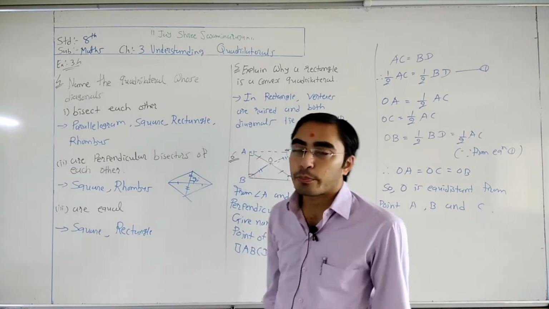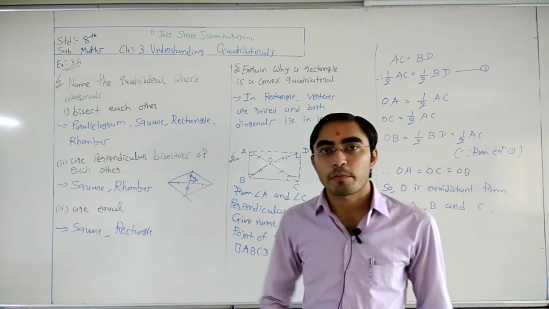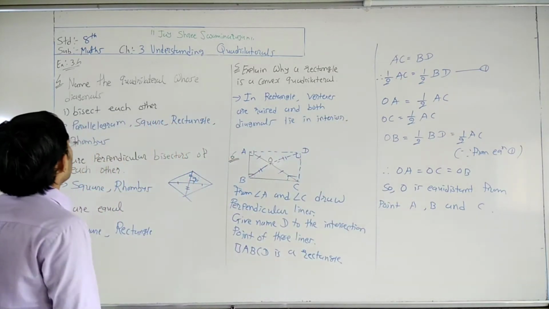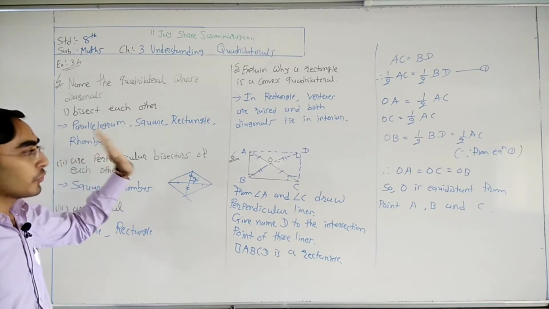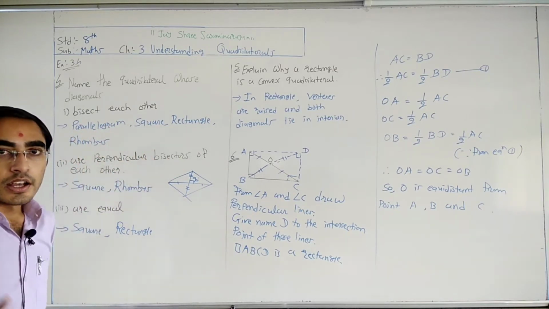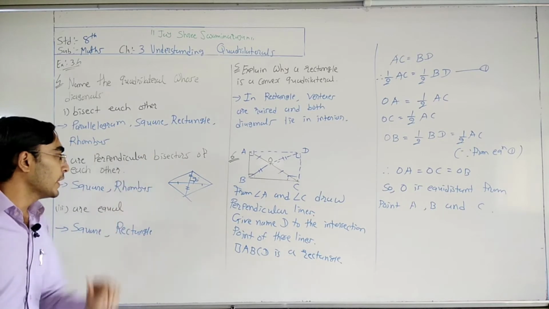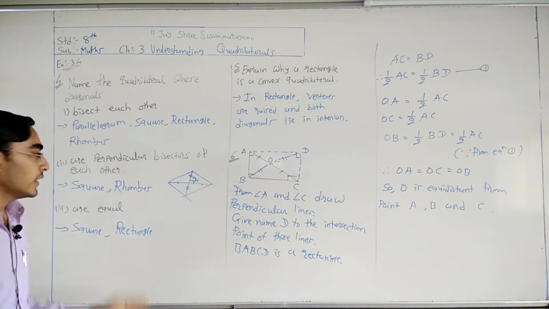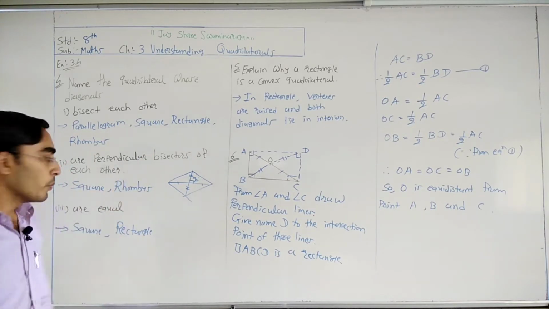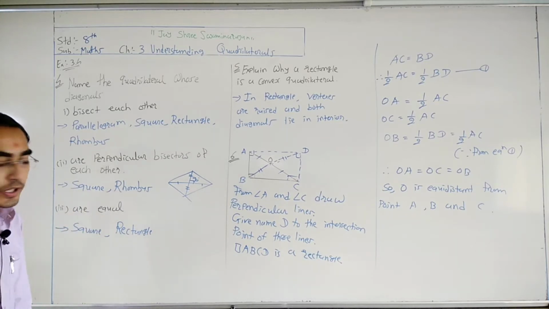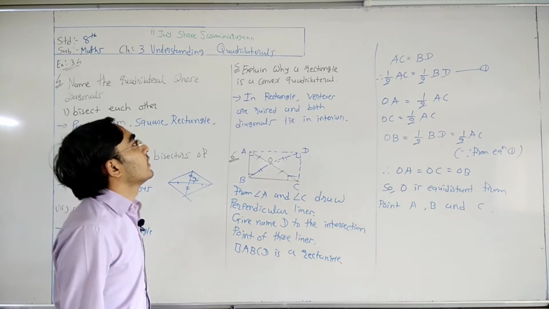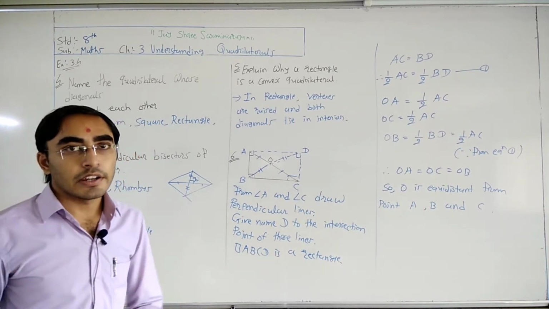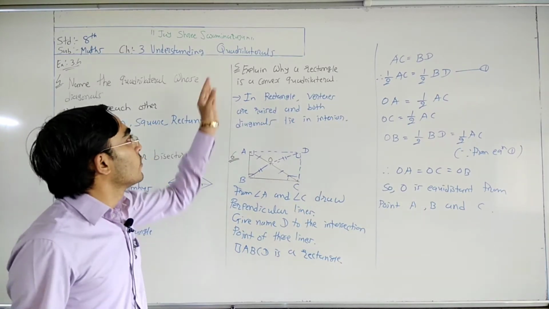We already learned this property in our theory part, right? So here diagonals bisect each other. It is in parallelogram, square, rectangle, and rhombus. And perpendicular bisectors of each other, it is there in the square and rhombus. And equal diagonals is in the square and rectangle. Okay. After that, next is question number 5.